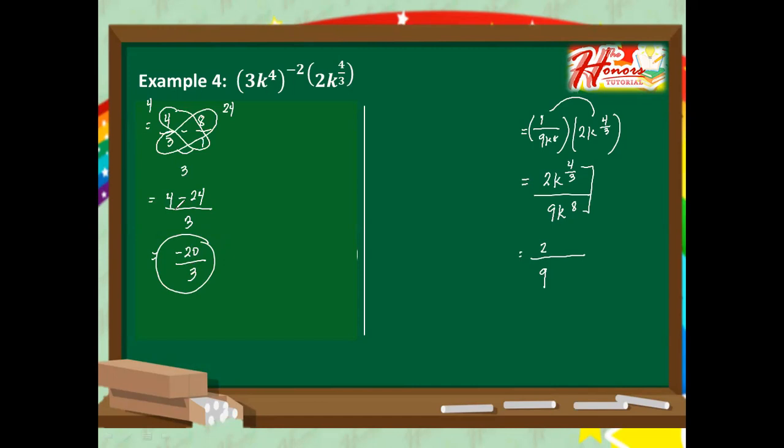So therefore, we have to change this into a positive exponent. So therefore, we have to write it in our denominator for it to become a positive exponent. So we have here 2 over 9k raised to 20 over 3. And this is the final answer. That is the process for example number 4.